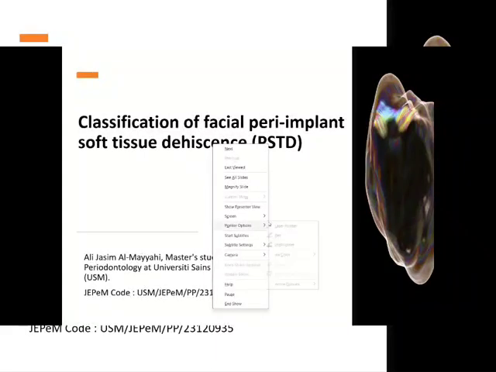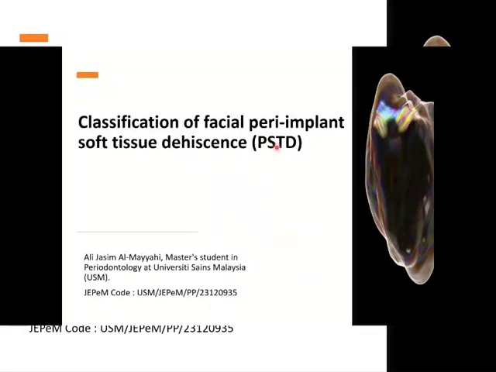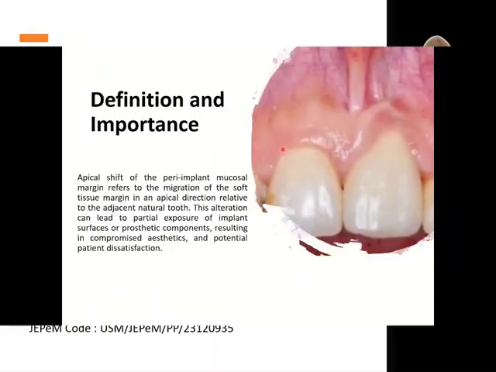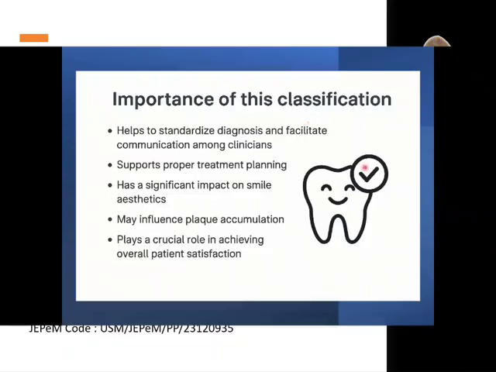Today I invite you to participate in a short classification exercise regarding classification of facial peri-implant soft tissue deficiency. BSTD is the abbreviation of peri-implant soft tissue dehiscence. Definition and importance: soft tissue apically located to the ideal position of the gingival margin of the adjacent natural tooth. The importance of this classification is for diagnosis, to facilitate communication among clinicians, proper treatment planning, aesthetic purpose, and other.